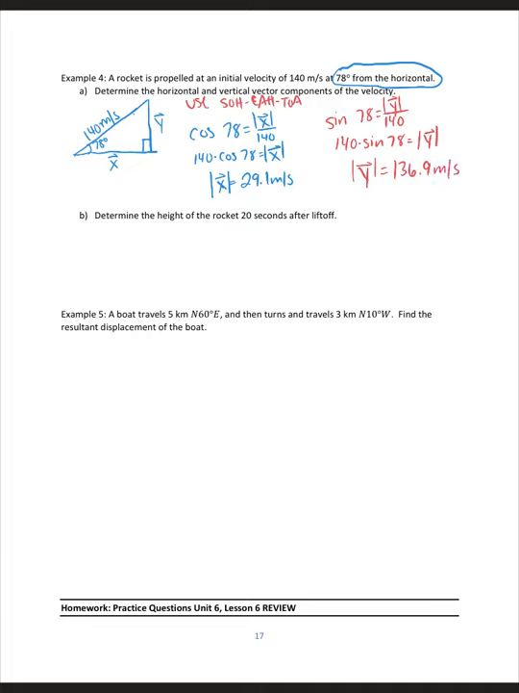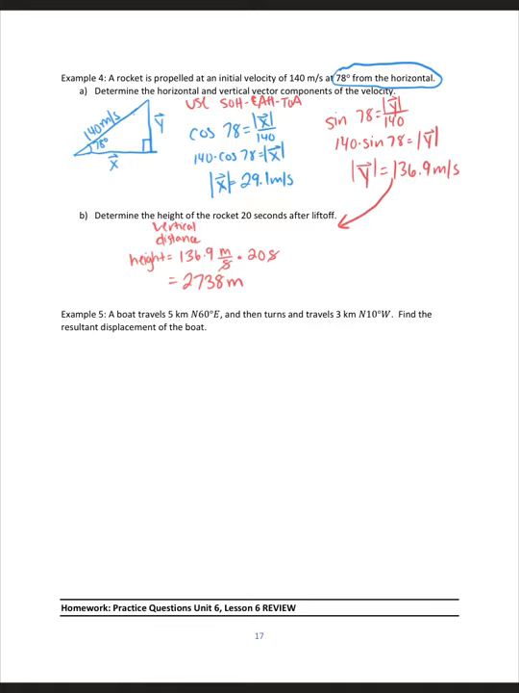Okay, it says determine the height of the rocket 20 seconds after liftoff. So we know that we have our vertical speed, our vertical velocity. So we're going to use that information to help us here, because we're trying to figure out the height, which represents a vertical distance. So if the rocket is moving 136.9 meters in 1 second, how far has it traveled in 20 seconds? So the height is going to equal that velocity times the amount of time we're looking at it for, so times 20 seconds. And you can see here that when I multiply 136.9 meters per second times 20 seconds, the seconds will actually cancel each other out. So all we're left with is meters, that's great because we're trying to figure out the height of something. So we'll get 2,738 meters.